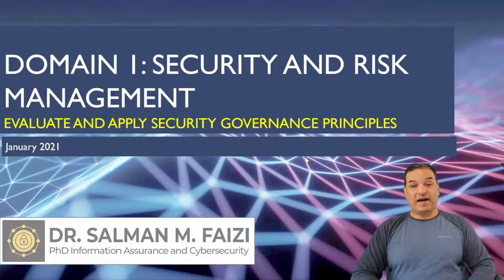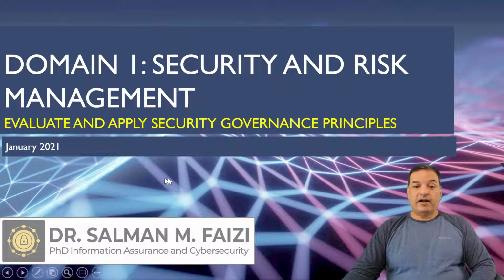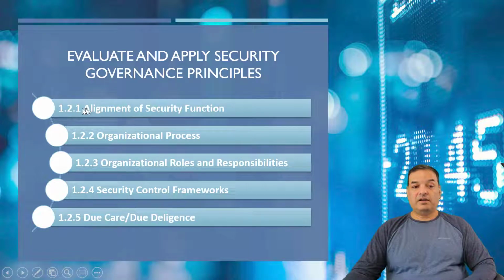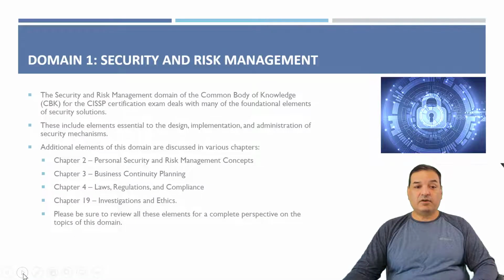Greetings and welcome back. Today in this video we are continuing with Domain 1, which is Security and Risk Management, and the topic of this video is Evaluating and Applying Security Governance Principles. There are several items that are covered in this video. These include alignment of security function, organizational processes, organizational roles and responsibilities, security control frameworks, due care, and due diligence. So what do these topics mean? Let's take a look at this.